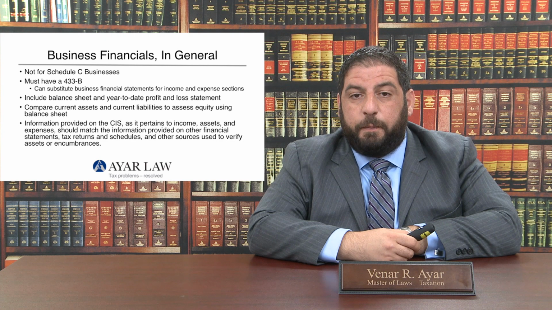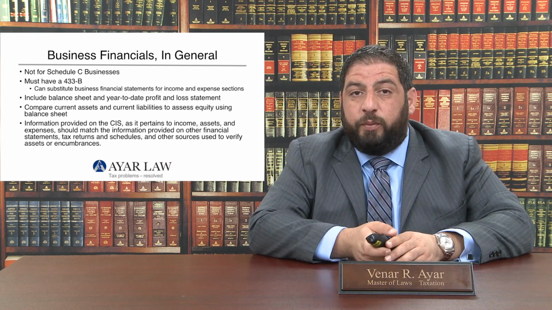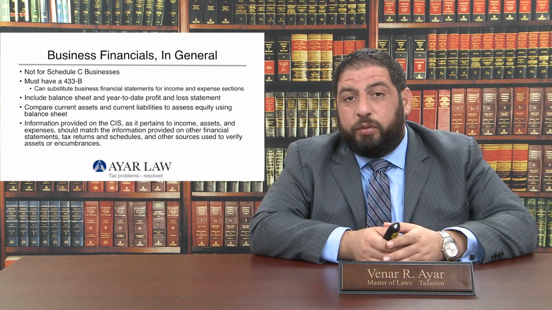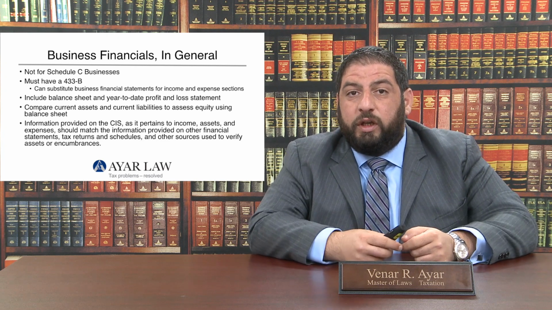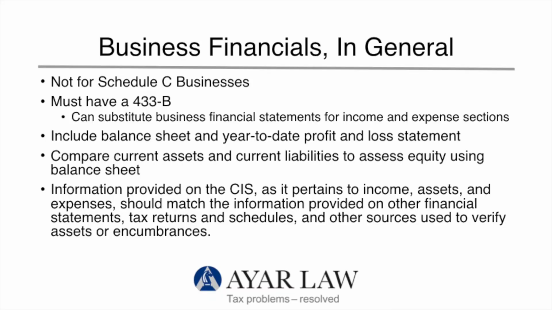one of your clients. Now, when you're talking about the business financial form, the 433B, it is important to note that this is not referring to a Schedule C business or a single member LLC taxed as a disregarded entity. If you have a taxpayer who's self-employed and files as a Schedule C, their business information is actually incorporated at the end of the 433A. They don't have to fill out a separate financial form for their business if that is the case.